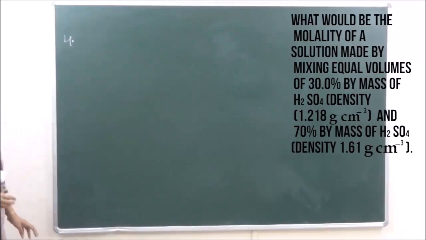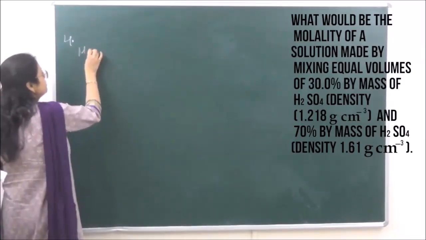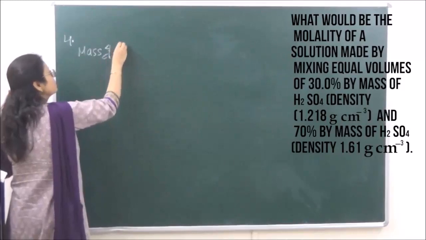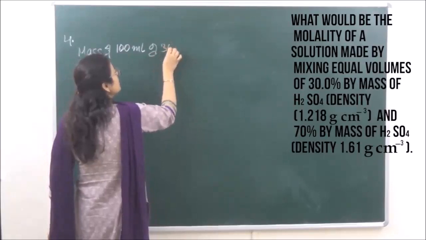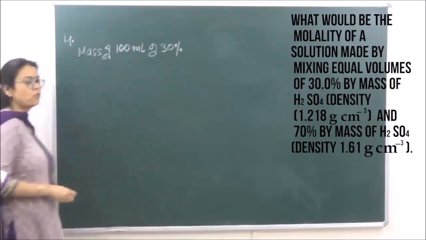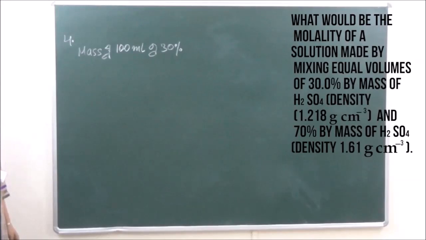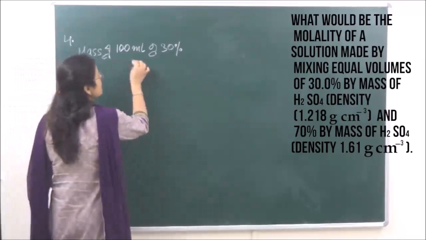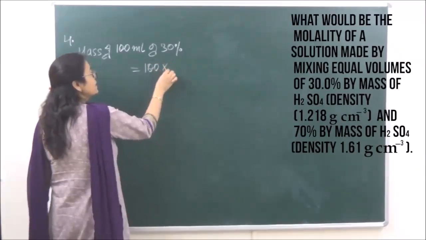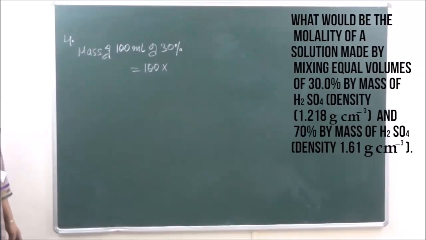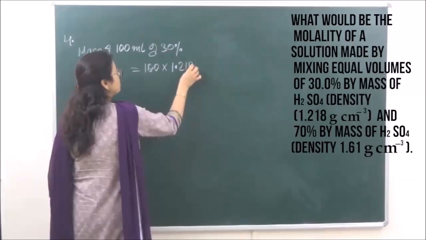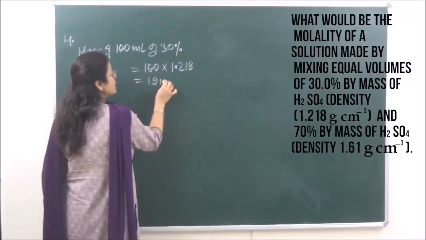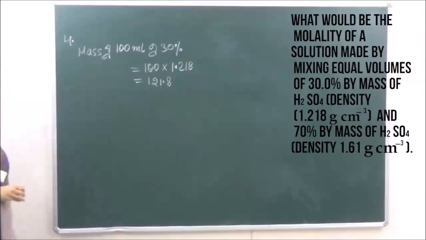So let's calculate the mass of 100 ml of 30% solution of H2SO4 first. That will be equal to density into volume. Volume we had taken as 100. Density of this solution is given as 1.218. So when you calculate this, it will come as 121.8.